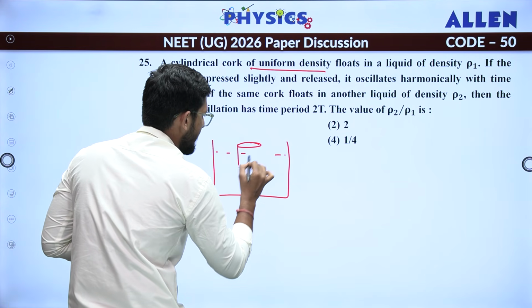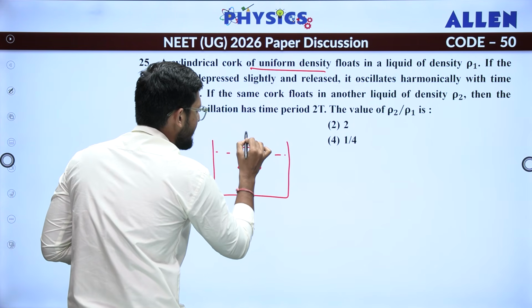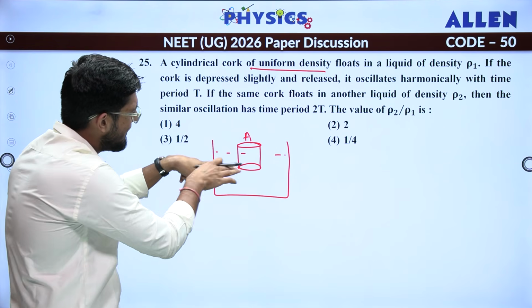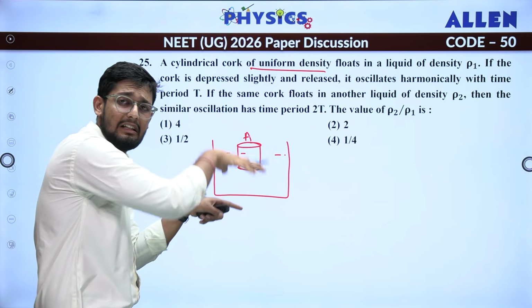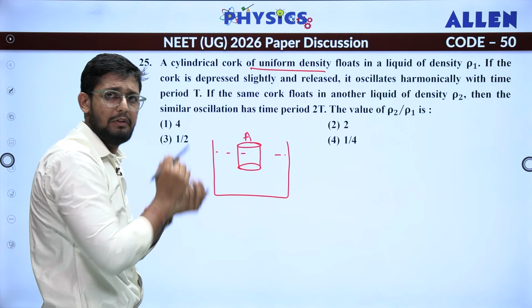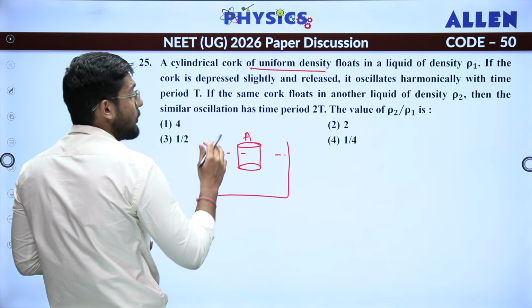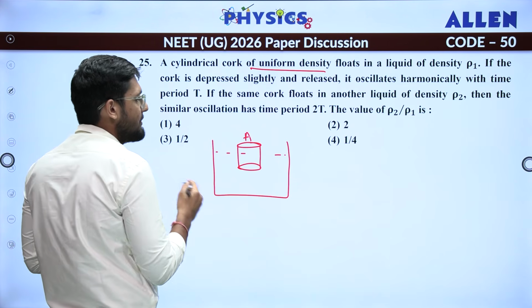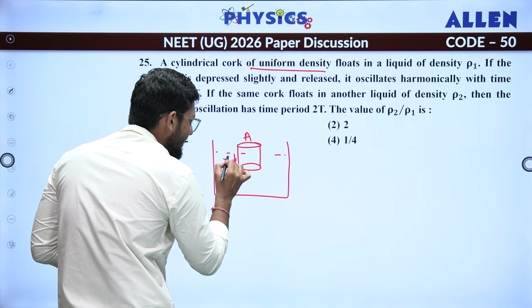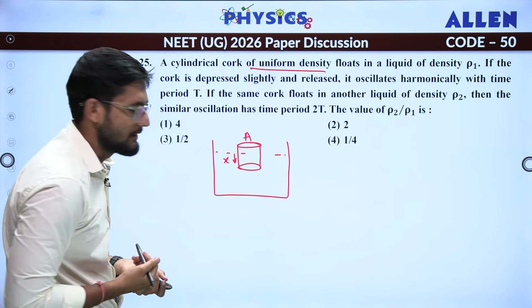We can consider a cylindrical one. There will be some area of this, and it will be balanced with some length inside of the liquid and some outside of the liquid. Now, to find out the value of time period, we generally give it a small displacement with the force analysis.